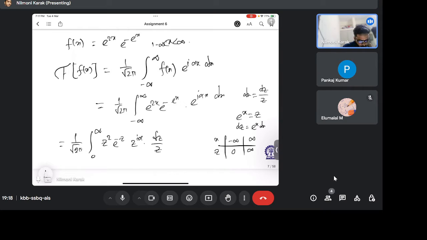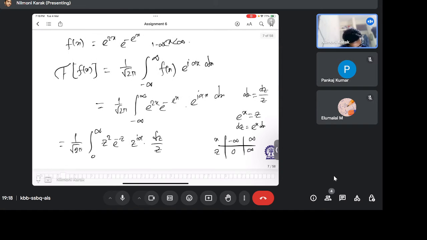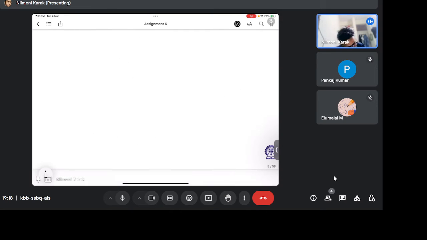So this is 0 to infinity, right? So when x is minus infinity, then z is 0. Am I correct, sir? Yes, sir. So then if you collect the power of z here, z square and z, so z to the power 1 and here z to the power i alpha. So you can write here like this: 1 by root 2 pi, 0 to infinity.